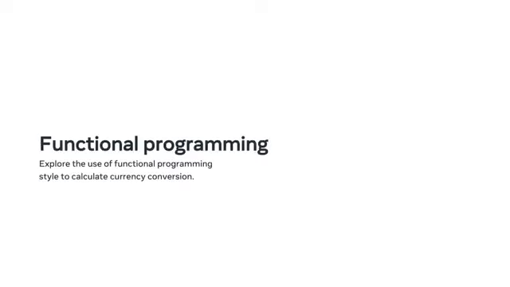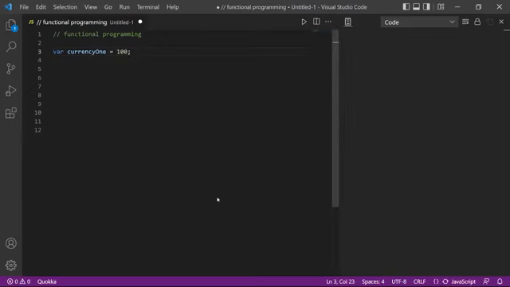Now let's examine a practical implementation of the functional programming style using a coding example to calculate currency conversion. Okay, so in this example of functional programming, let me start by giving my program some data. The purpose of the program is to perform currency conversions. Notice that I already have a variable declared with the name currency1 and assigned it the value of 100.